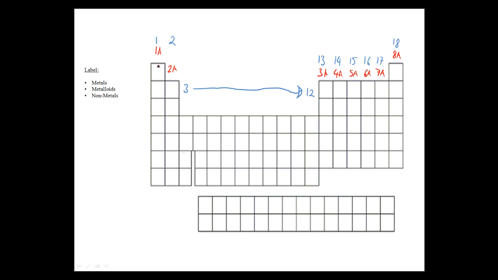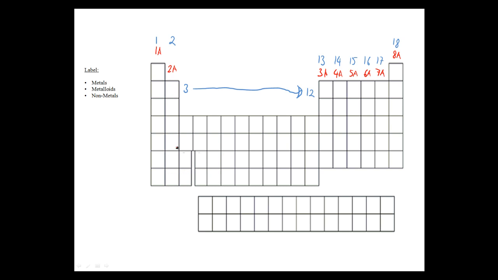The periodic table can be divided up into groups, which are vertical columns, as well as periods, which are horizontal rows. However, for this clip in particular, we'll be concentrating on groups and also the trends associated with these groups.